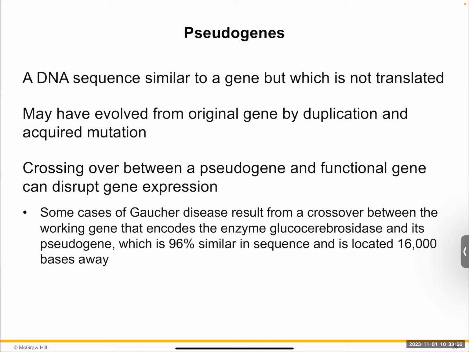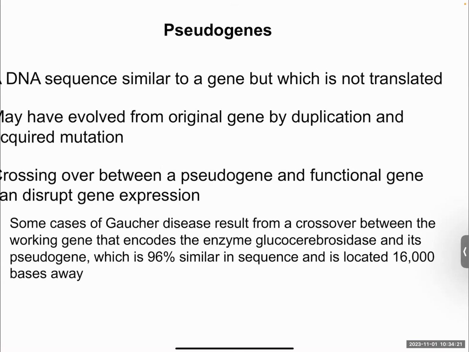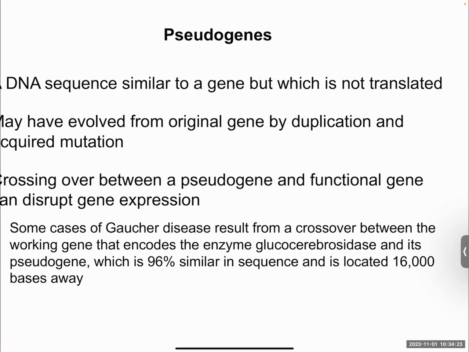Going back to that Gaucher disease I mentioned earlier, it is a result of crossover between a pseudogene and an actual gene. An enzyme that's supposed to be produced, called glucocerebrosidase, is not being produced properly. So instead of having the gene being transcribed and translated properly, there is a problem, and I'll show you a picture of this because I think it helps.